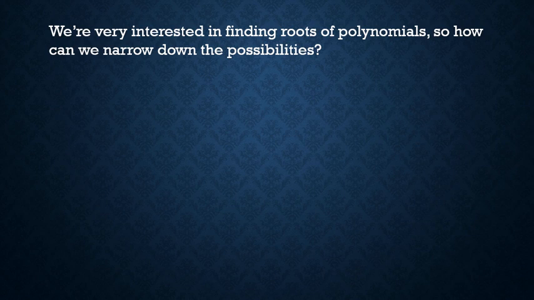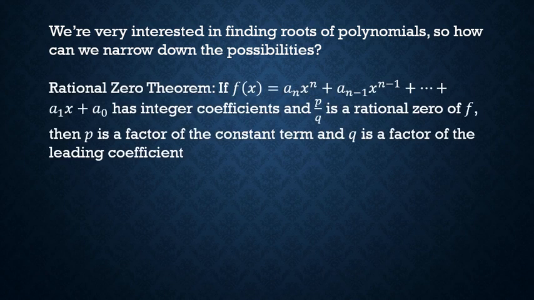So as you can see, we're very interested in finding roots of polynomials, but how can we narrow down the possibilities? Well, we can at least start by narrowing down the possibilities of rational roots or whole number roots. And we do this with a theorem called the rational zero theorem. What the rational zero theorem says, if you have a polynomial, a sub n times x to the n plus a sub n minus 1 times x to the n minus 1, so on and so forth, if that thing has integer coefficients, and if you are going to have a rational zero in the form p over q, then p is going to be a factor of the constant term, specifically the a naught, and q is going to be a factor of the leading coefficient, aka the a sub n.